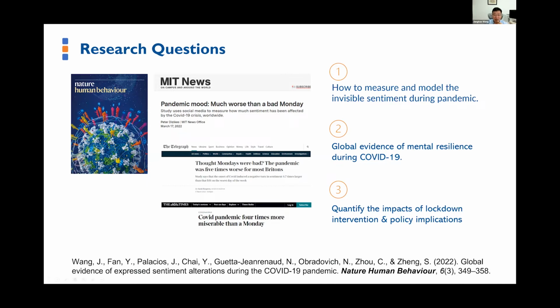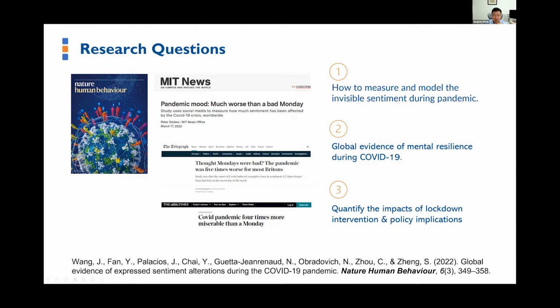This paper was just published this year. In this paper, we try to answer the following 3 questions. The first question is how to measure and model the invisible sentiment during the pandemic. The second question is the global evidence of mental resilience during COVID. And the last is to quantify the impact of lockdown interventions and the policy implications.